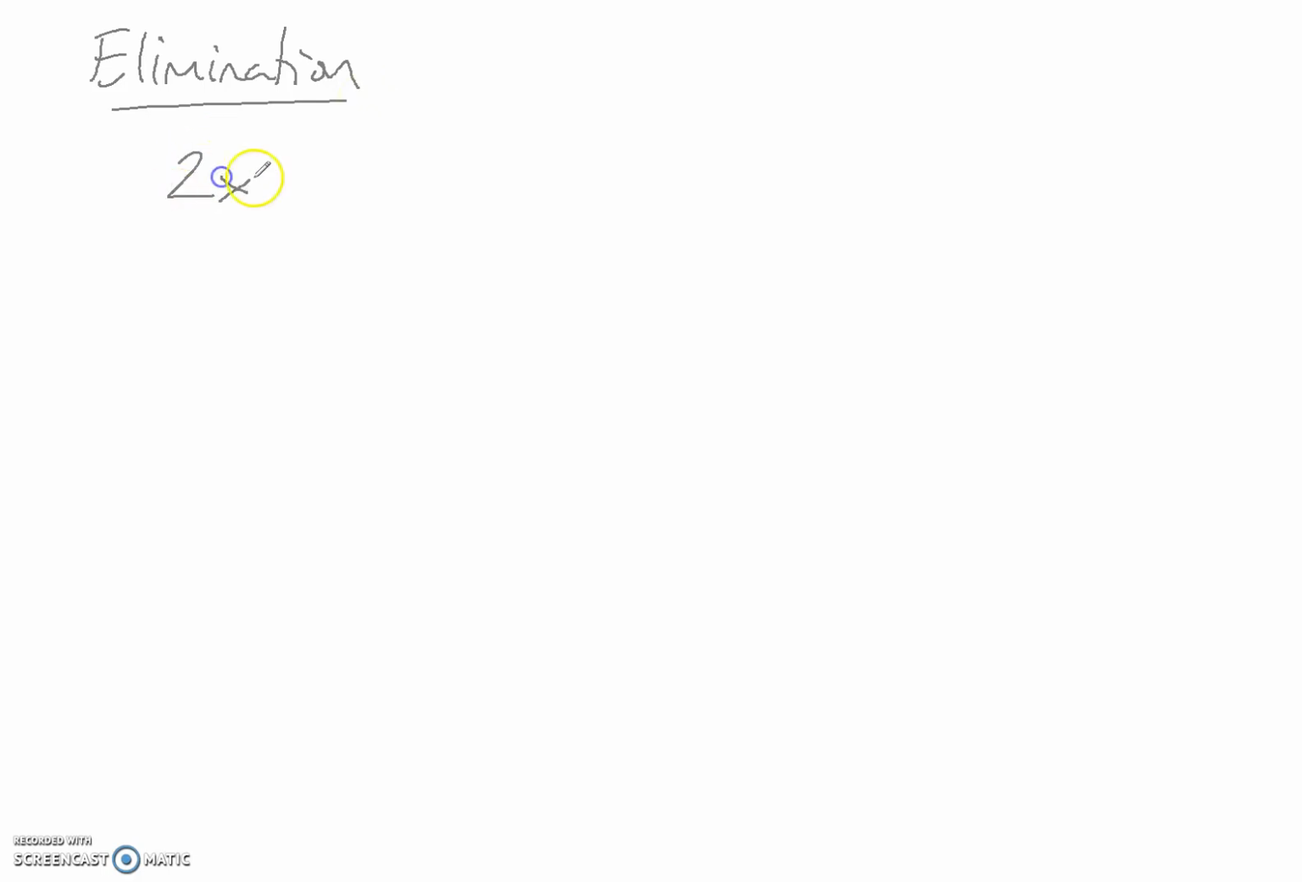Suppose we have two expressions, 2x plus y is equal to 6, and we have 3x take away y is equal to -1. Now I want to solve this. So I could graph it, I could use the substitution, but I want to show how to use elimination. And elimination is actually really simple a lot of the time. It usually works really well.